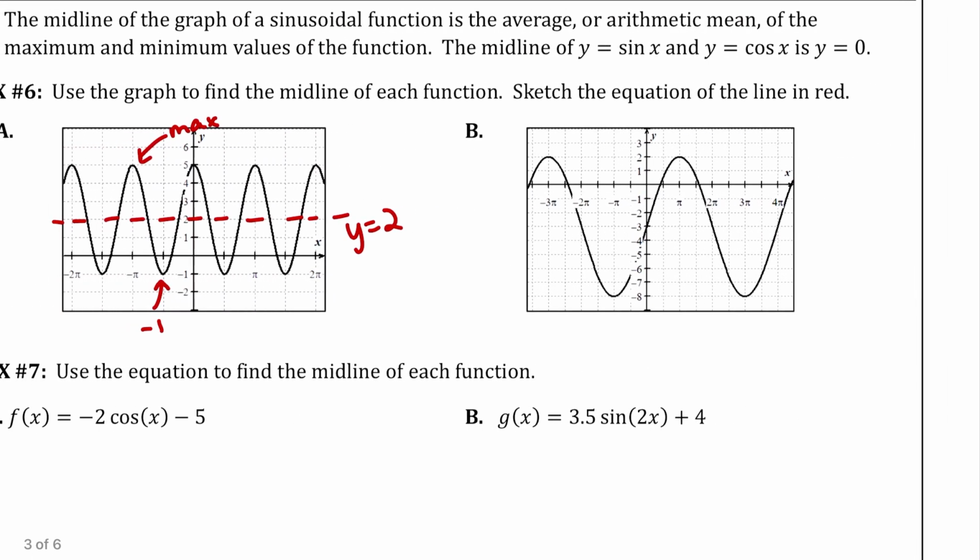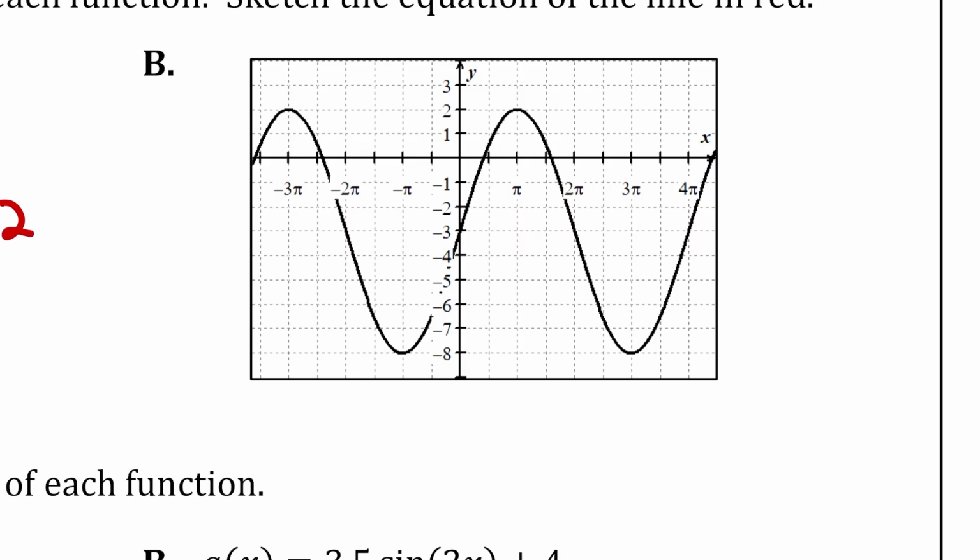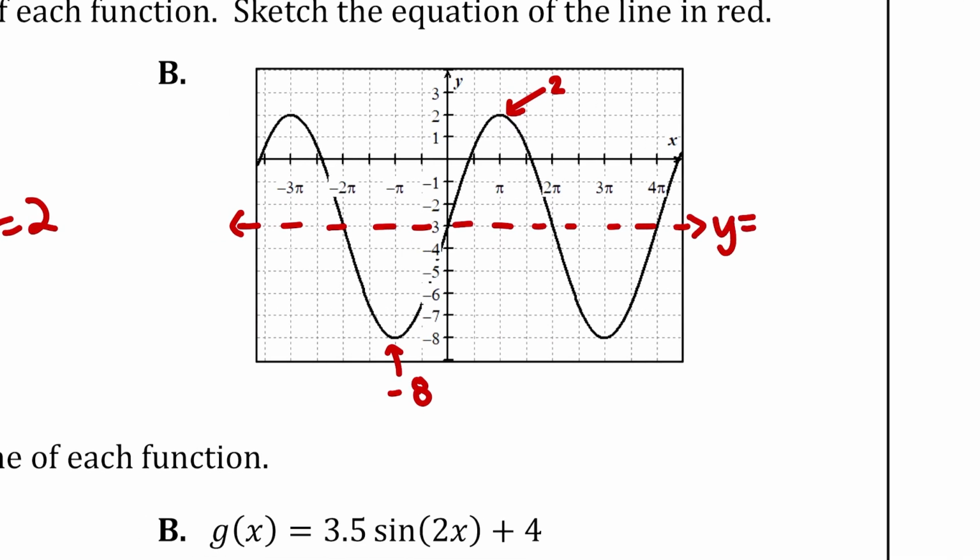Alright, so now moving on to B. You just have to be careful with your scale. Looks like this point's 2. This point is -8. So that's a difference of 10 there. So our amplitude's 5. It's always just good habit to also figure out the amplitude. So it looks like our midpoint here is -3. So y equals -3.